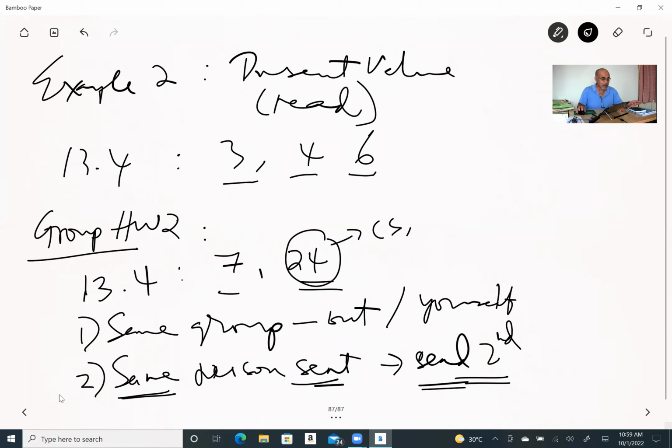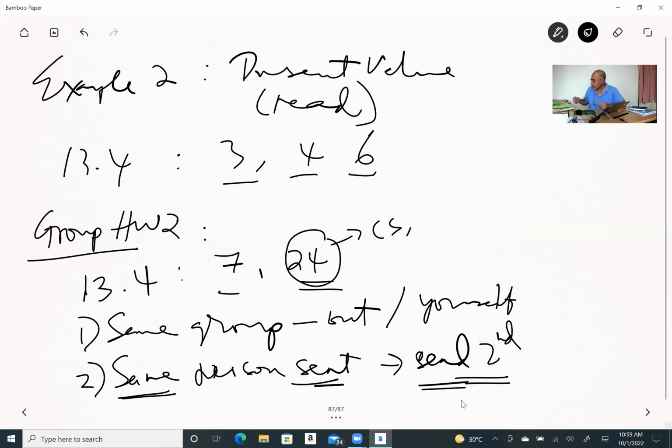So the group homework is for you to discuss. Okay, so that's it. I am done with the exponent, and then we are done with the integration. We are done with the derivative.